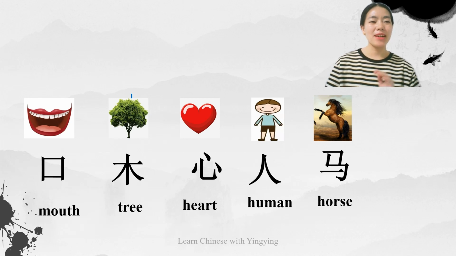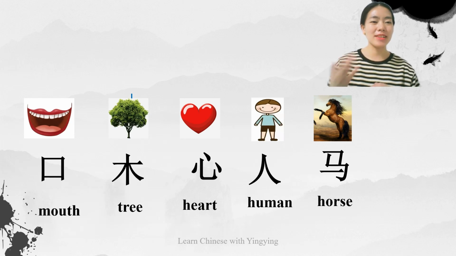This is our 15th lesson of the series, Learn Chinese Characters with Pictures and Stories. Although it's a new lesson, it's a very good chance for us to review what we have learned in previous lessons. Look at these 5 words. Do you remember them?